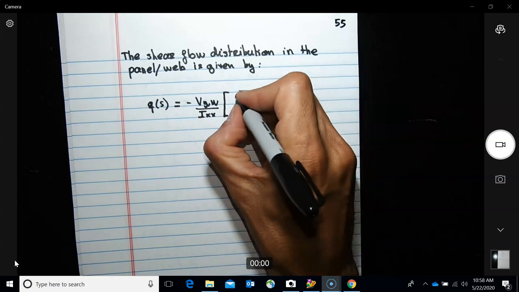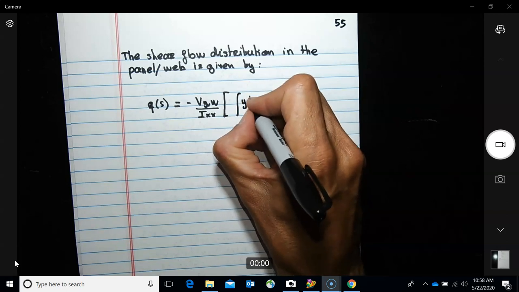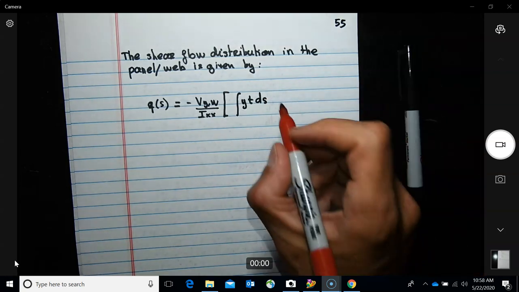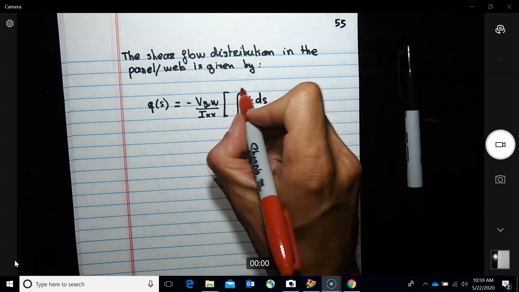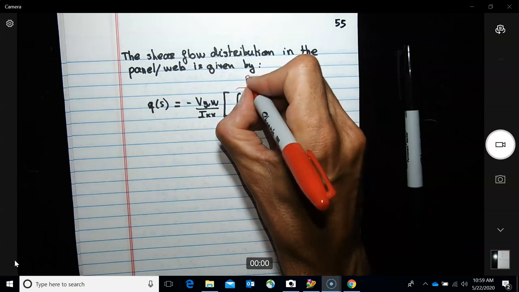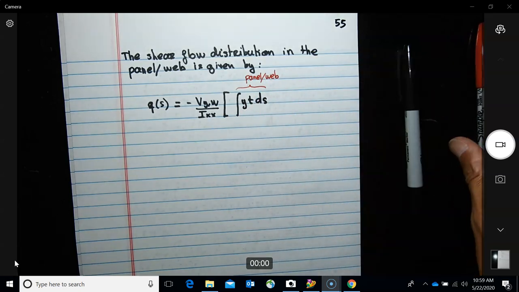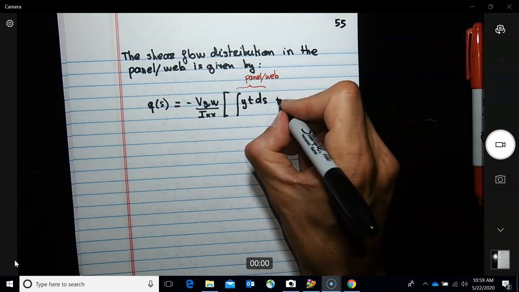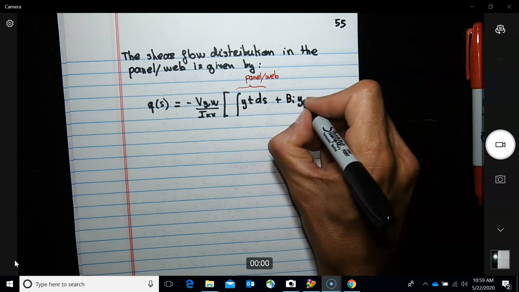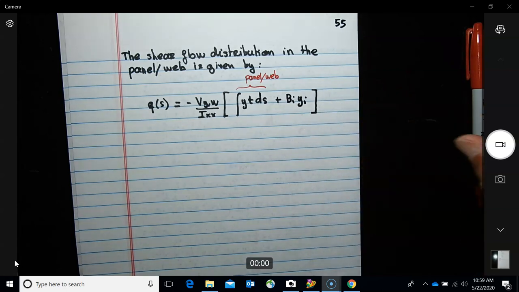Now we have the first term, which is the effect on the web, integral of y t ds. This is whatever is happening on the panel/web, plus the sum of B_i y_i, and that's the influence from the flanges.